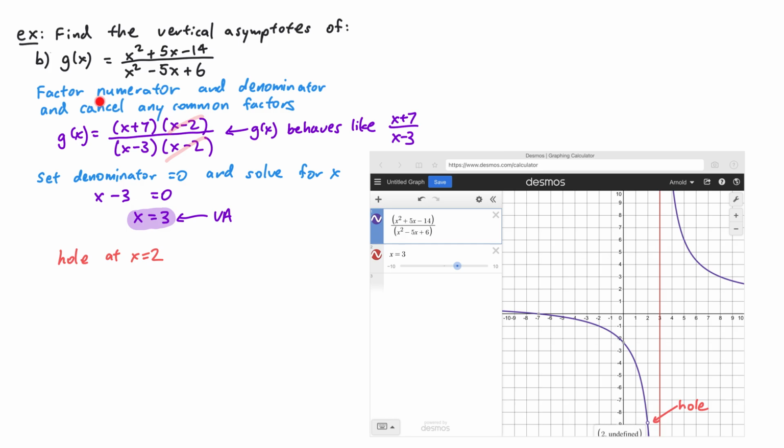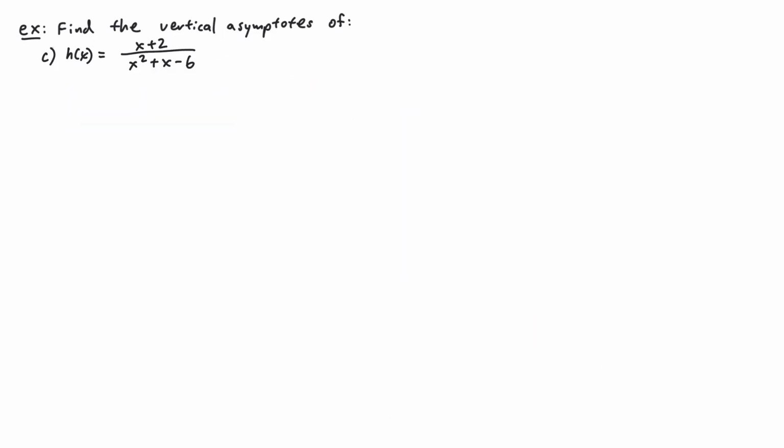So as long as we factor the numerator and denominator and cancel any common factors, all we have to do is set the denominator equal to 0 and solve for x to find our vertical asymptotes. Let's do one last example. In example C here, we want to find the vertical asymptotes of the function h of x equals x plus 2 divided by x squared plus x minus 6.